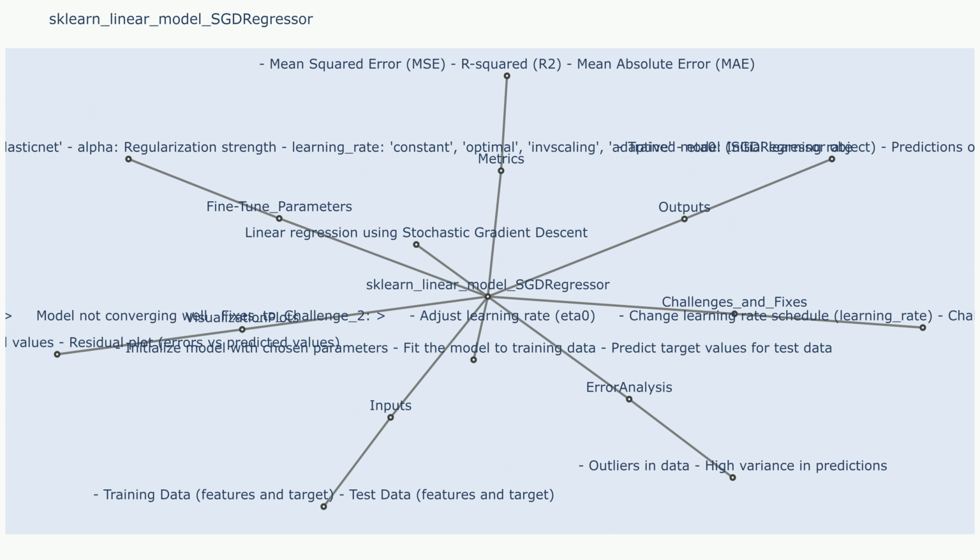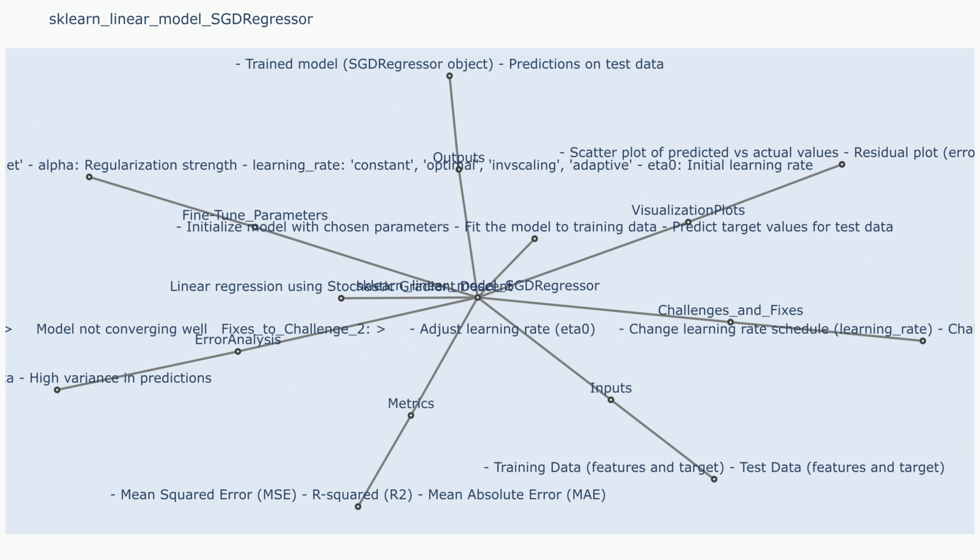Visualization plots. Residual plot, a plot that shows the difference between the predicted and actual values against the predicted values. This plot can help identify patterns in the residuals and assess the model's assumptions. Feature importance plot, a plot that shows the importance of each feature in the model. This plot can help identify the most influential features and understand the model's behavior.